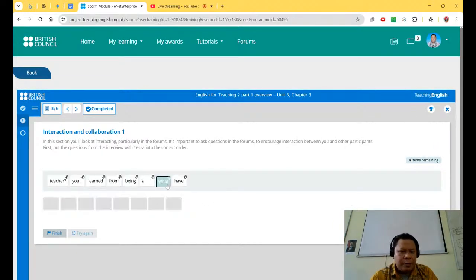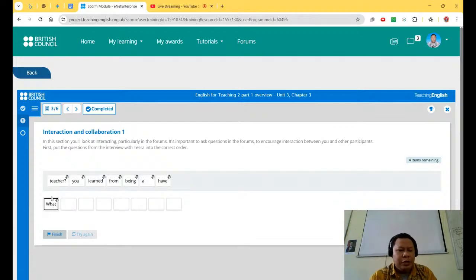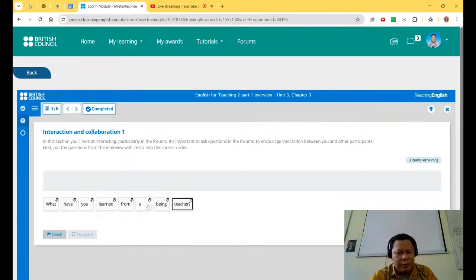Next. What is the question word? It should be the first word here. And then we need the auxiliary have. What have, and then the subject you, and then the verb learned. And then we need to use the preposition from, being. Sorry, being a teacher. A should be followed by a noun, not being. What have you learned from being a teacher?